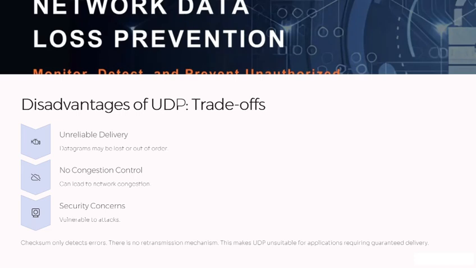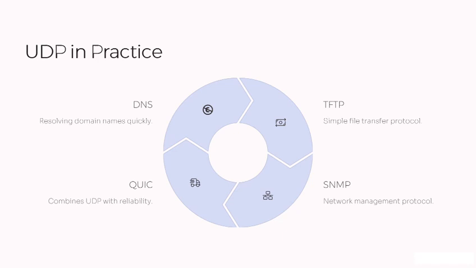And then UDP in practice. So, where is UDP used in practice? Well, it is used in DNS. DNS means Domain Name System. That's used for resolving domain names quickly, to ensure fast resolution of domain names to IP addresses. And then it is used in TFTP. TFTP means Trivial File Transfer Protocol, which transfers a simple file.